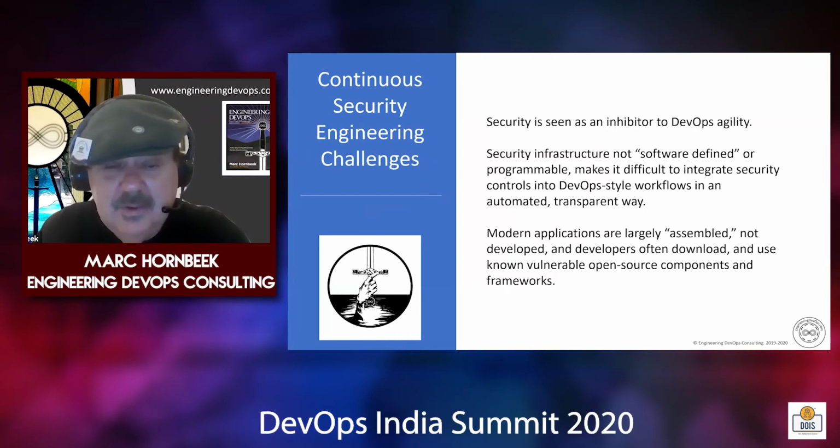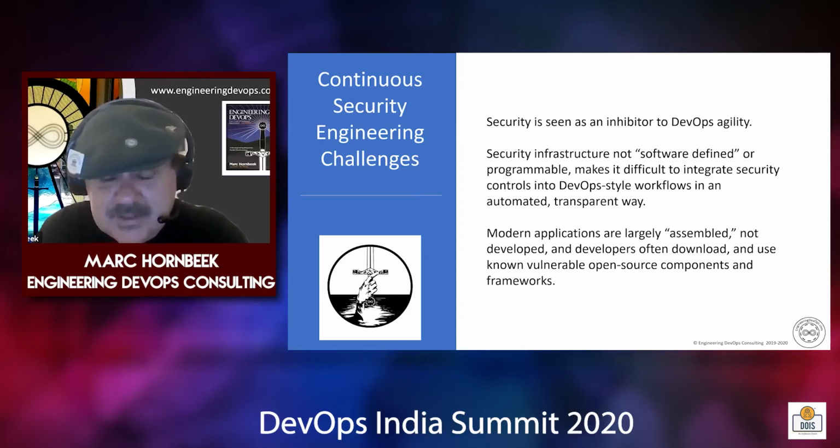How do you do this? What are the challenges? First of all, security is often seen as an inhibitor to DevOps agility because you sort of want to go faster, but security wants to be careful and maybe slow things down. Security infrastructure has generally not been software defined from the get-go or programmable, so it makes it somewhat difficult to integrate security controls into a DevOps style workflow, at least in an automated, transparent way.